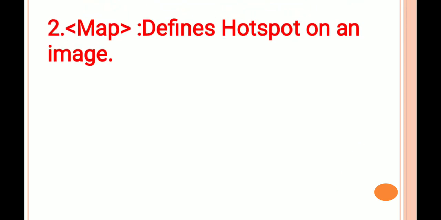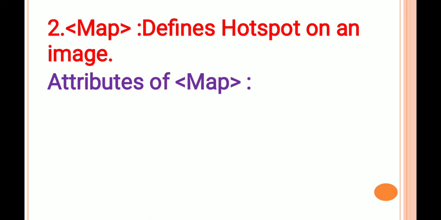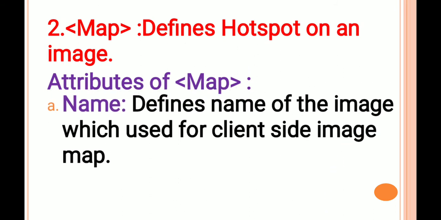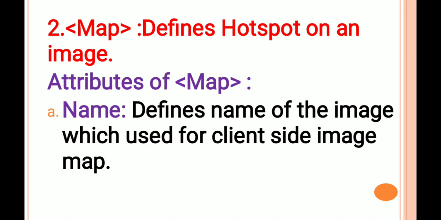Another tag which we use is map, which defines hotspots on an image. Attributes of the map tag: there is only one attribute for the map tag, which is the name attribute, which defines the name of the image map used for the client-side image map. Another tag which we use is the area tag. Area defines specific clickable regions on an image.